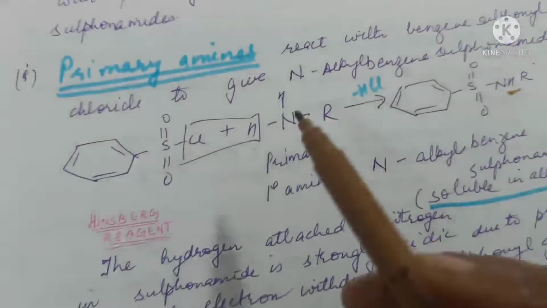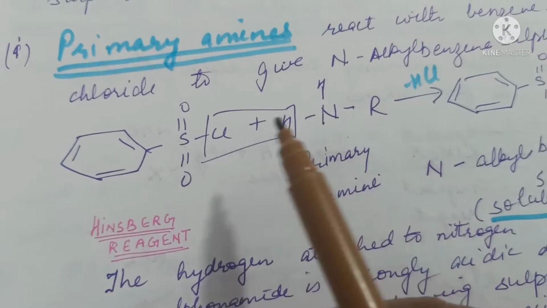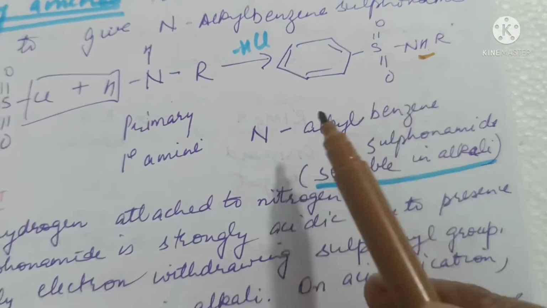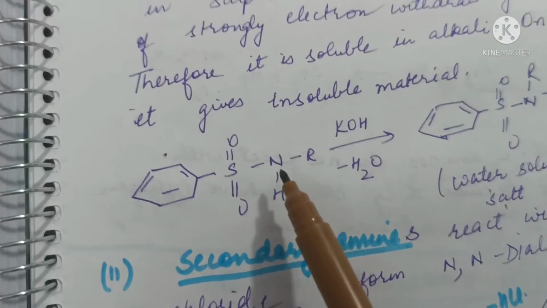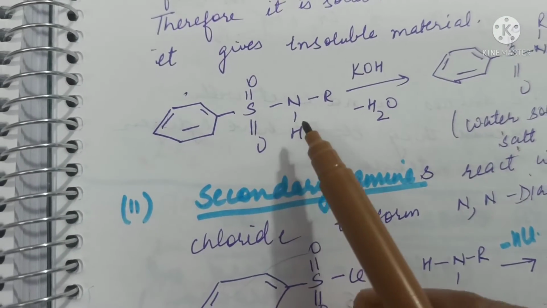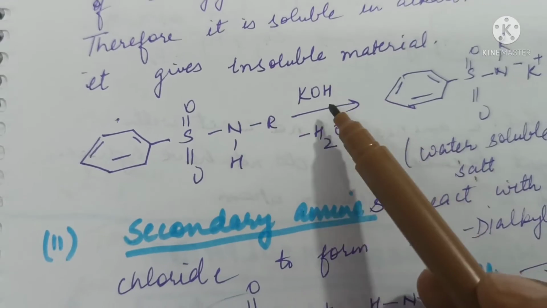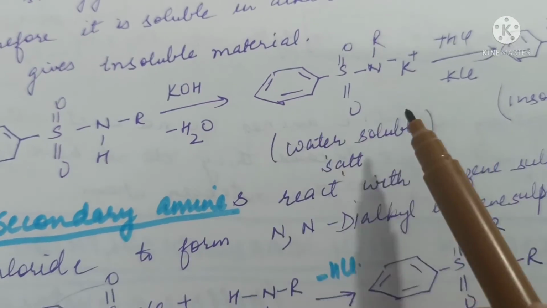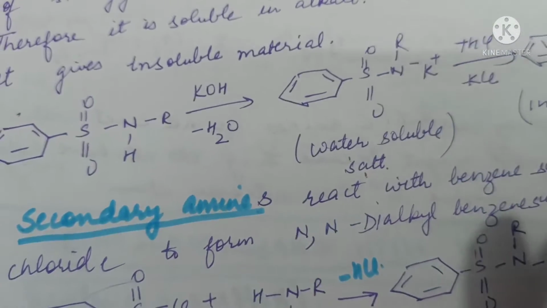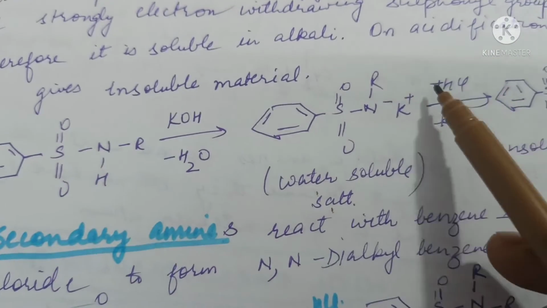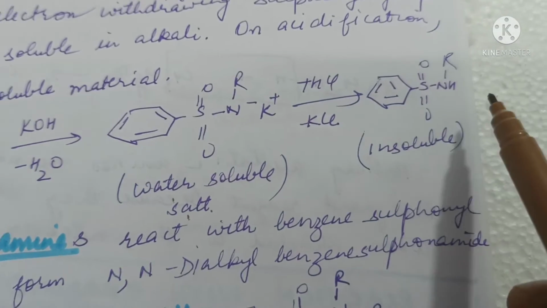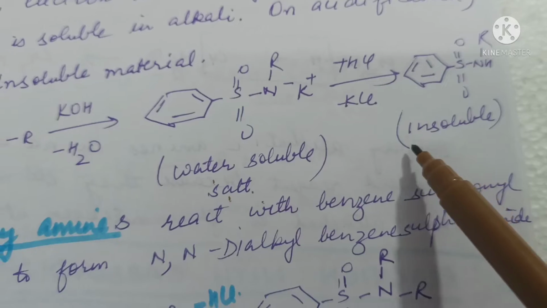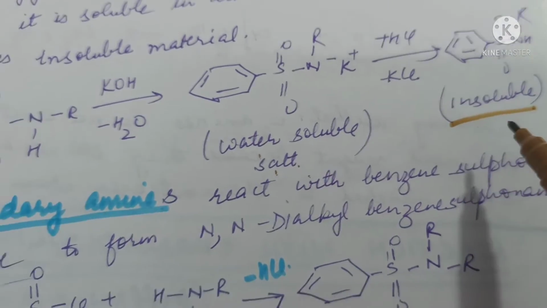So on reacting primary amine with benzene sulfonyl chloride, we get N-alkyl benzene sulfonamide, which having an acidic hydrogen will dissolve in potassium hydroxide. Potassium benzene sulfonamide will be formed, which is a water-soluble salt. On acidification, it will again form alkyl benzene sulfonamide, which is insoluble.